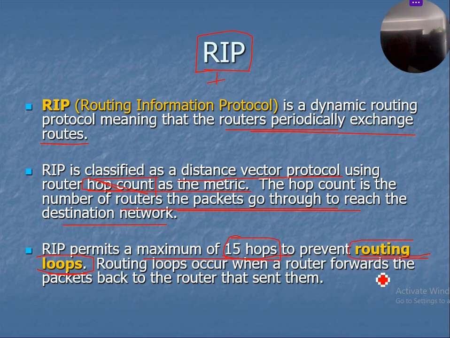Now, a routing loop is when a data packet that has been sent to a specific destination couldn't get to the destination, and the data packet is returned to the original router that sent the packet in the first place. So when the packet is returned to the original router, we say that a routing loop has occurred.